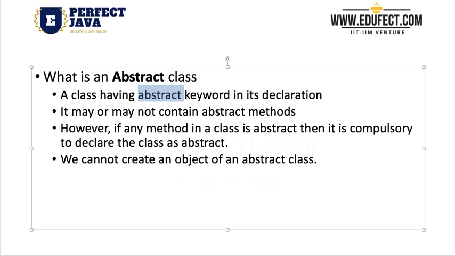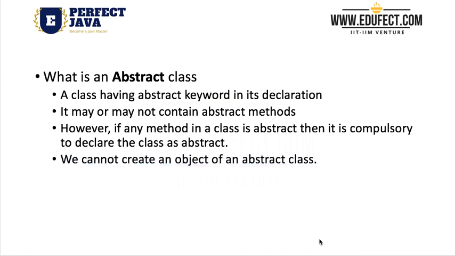It may or may not contain abstract methods, so it does not matter if it has or does not have any abstract methods. However, if any method in a class is abstract, then it is compulsory to declare it as an abstract class. And the most important part about abstract classes: we cannot create an object of an abstract class. This is the reason an abstract class exists.